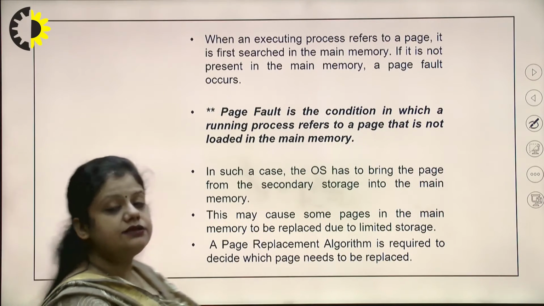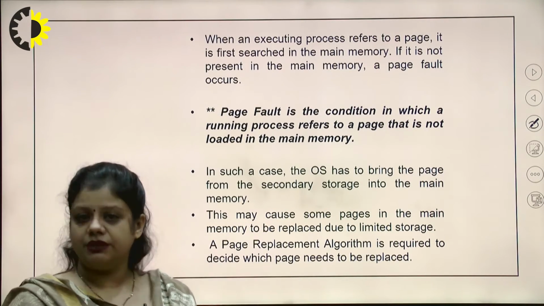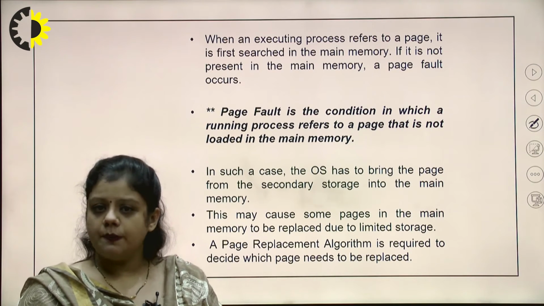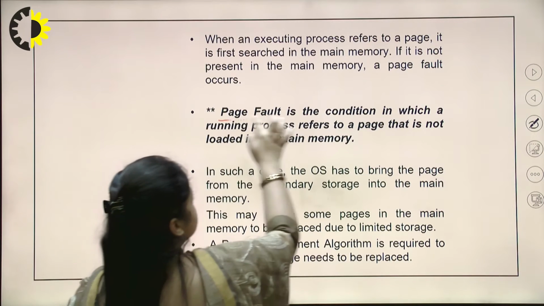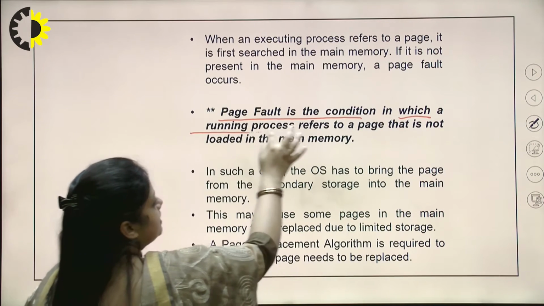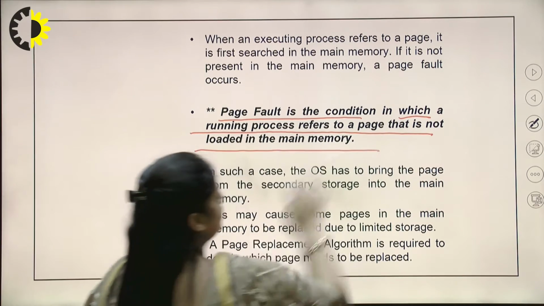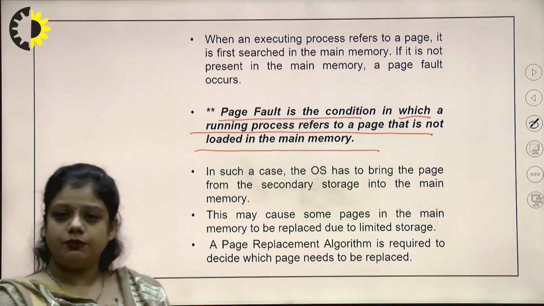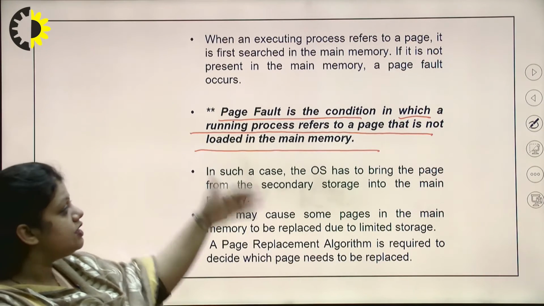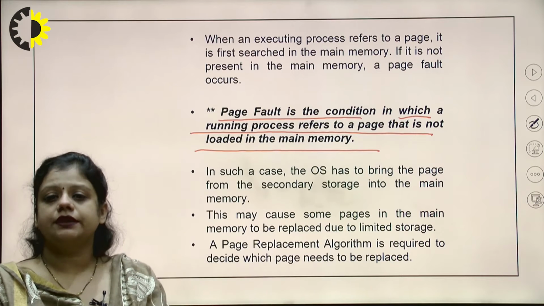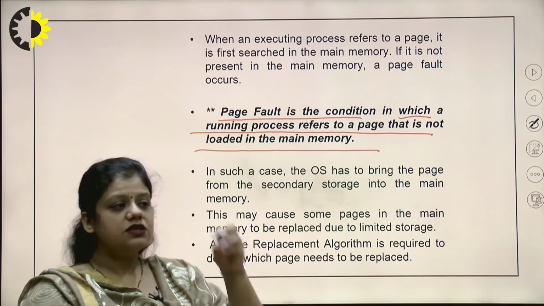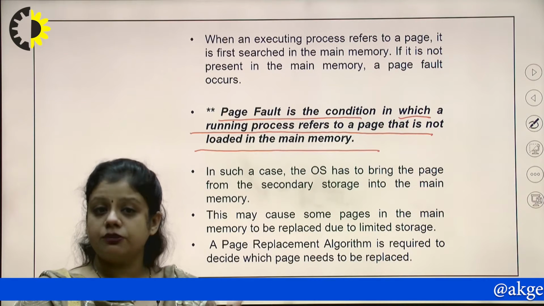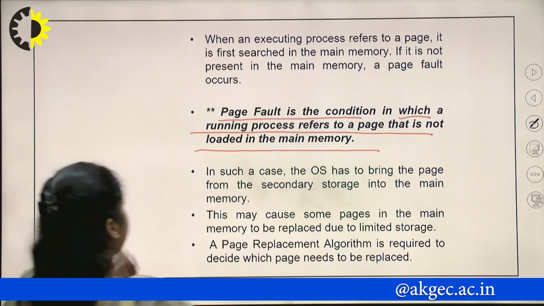When an executing process refers to a page, it is first searched in the main memory. If it is present, then it is fine. If it is not present in the main memory, then it results in a page fault. So what is a page fault? A page fault is a condition in which a running process refers to a page that is not loaded in the main memory. As and when a page is required during the execution of the process, it is loaded from the secondary memory to the main memory. If it is not present, that condition is known as a page fault.